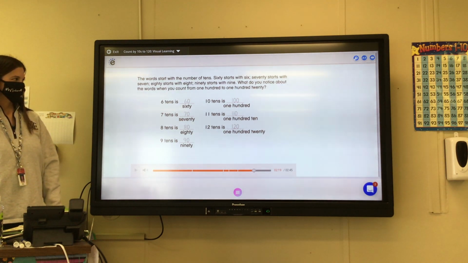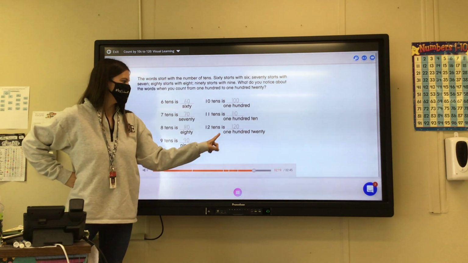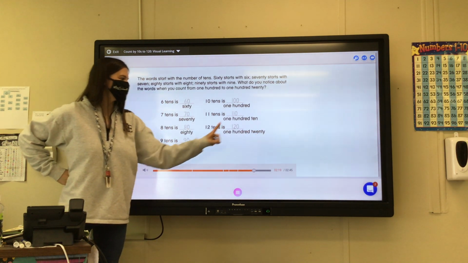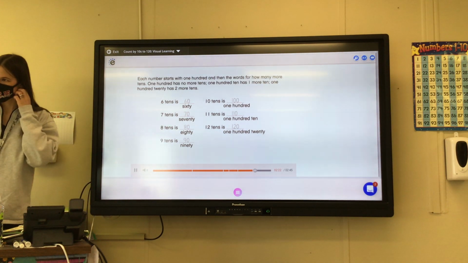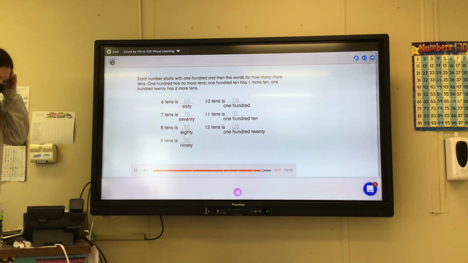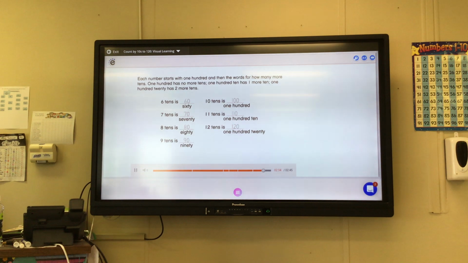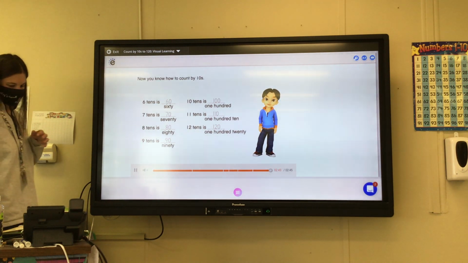100. 120. You see that? Each number starts with 100 and then the words for how many more tens. 100 has no more tens. 110 has one more 10. 120 has two more tens. Now you know how to count by tens.